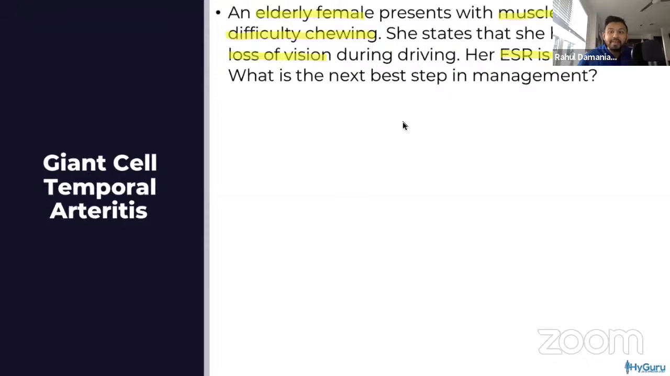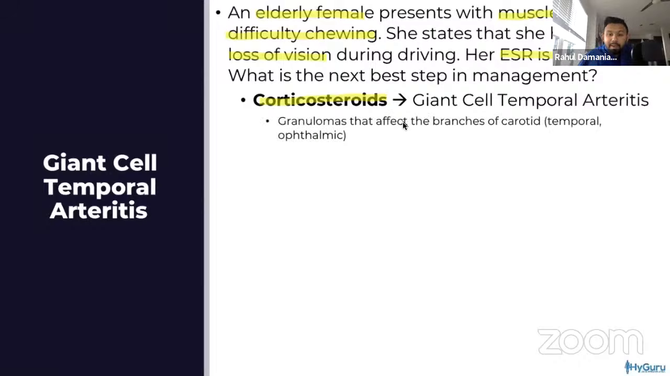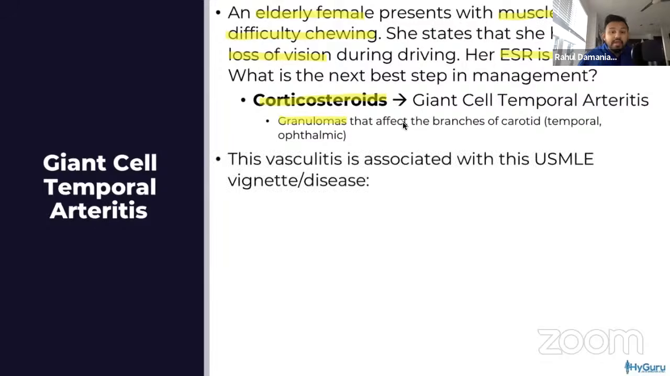So the next best step in management is going to be give corticosteroids. Why is that? Well, you're worried about giant cell temporal arteritis, and the severe complication is vision loss. So remember that giant cell temporal arteritis is characterized pathologically by granulomas that affect branches of the carotid, such as the ophthalmic artery. This vasculitis is also going to be associated with this MSK vignette. What is the MSK vignette?